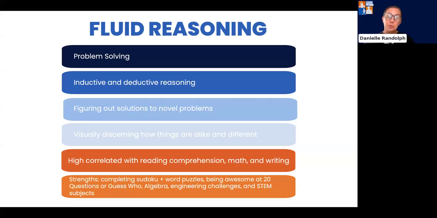There's a high correlation with reading comprehension, math, and writing when we look at fluid reasoning. If you have a strength in this area, then that means you're probably good at Sudoku or word puzzles. Again, being awesome at 20 questions or guess who. That's a game that my kids like to play. Maybe your strength is in algebra, engineering challenges, and STEM subjects. So fluid reasoning is really important for those higher level engineering, math, science classes. And so usually we see a high correlation between strengths in those areas.